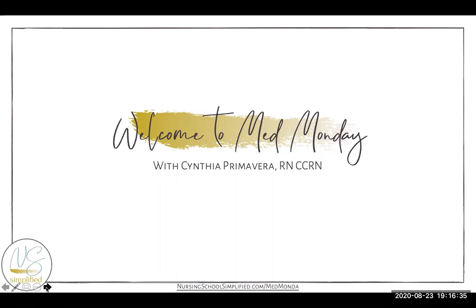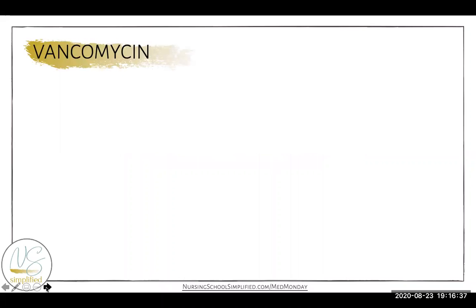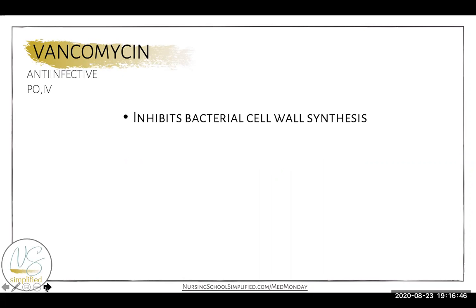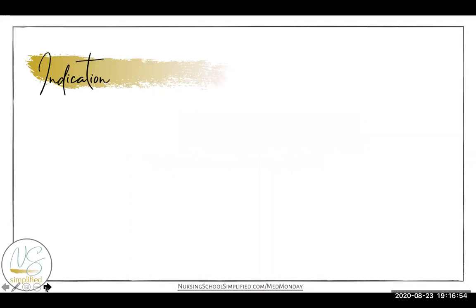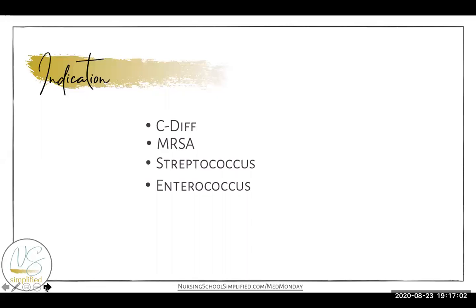So let's get started. Today, we're going to be talking about vancomycin. It's an anti-infective and it can be given PO, orally, or IV. It inhibits bacterial cell wall synthesis, it blocks glycopeptides, and the indication for this medication is C. diff, MRSA, streptococcal infections, and enterococcal infections.